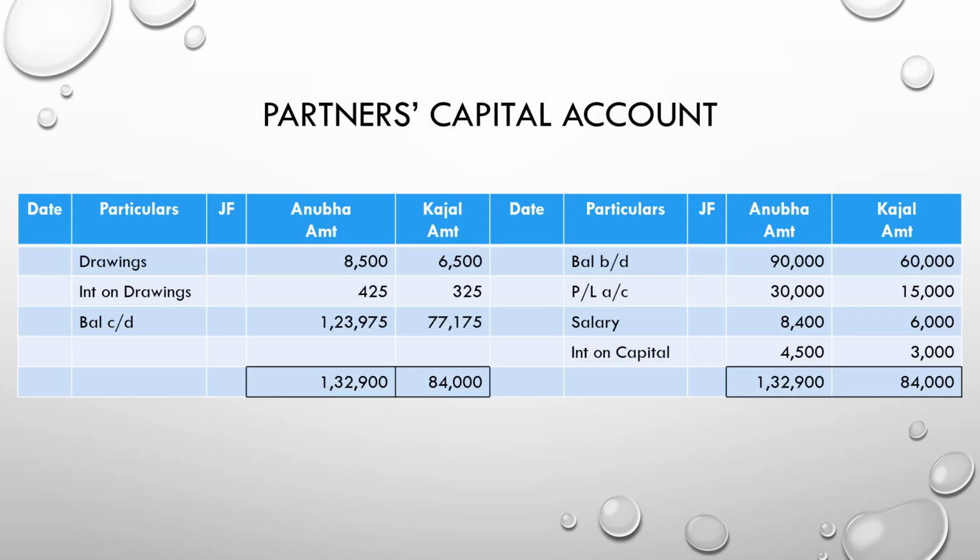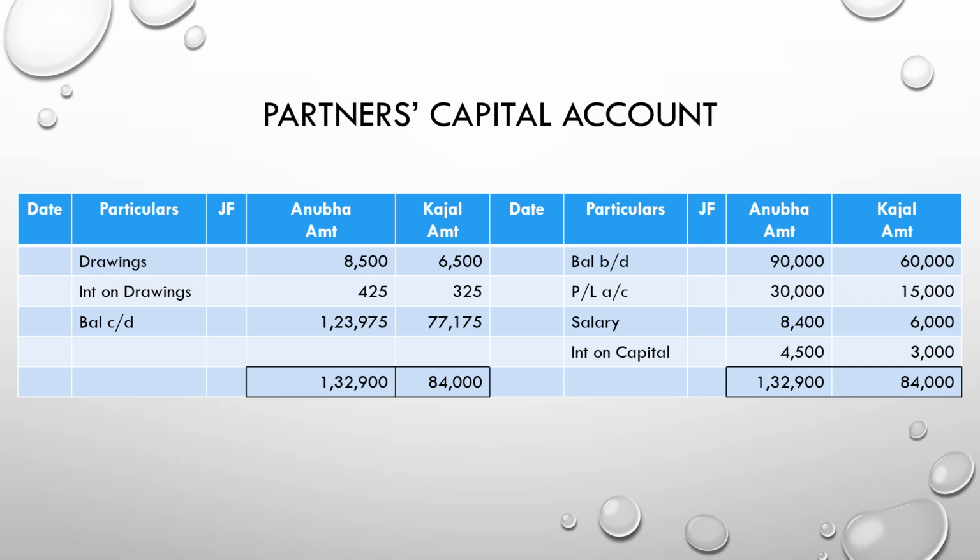Now over here, the format is the same as the capital account which we had seen at the starting of the chapter. So we will start the question. As no dates are mentioned in the question, I have left the date column blank, but you have to make the proper date column. The first thing which will be entered will be the balance of capital which is given to you in the question, and the balances for both the partners Anuba and Kajal are 90,000 and 60,000.